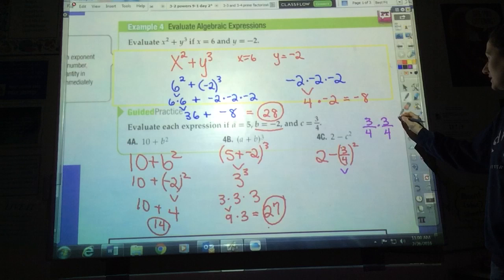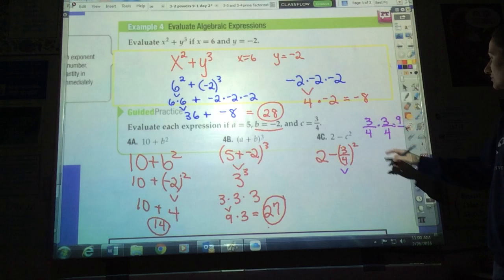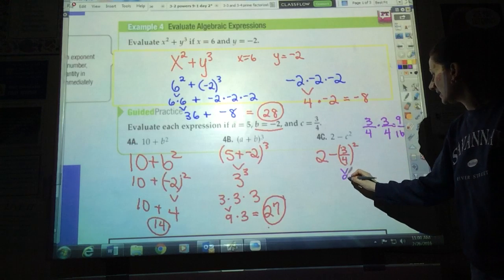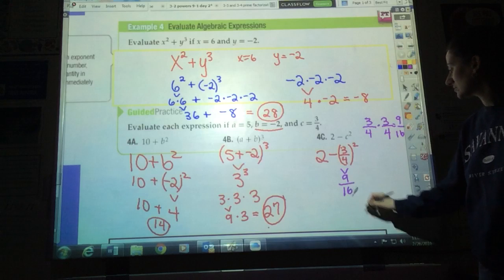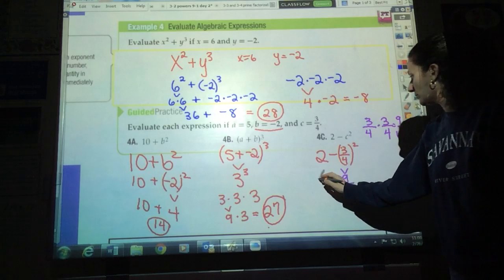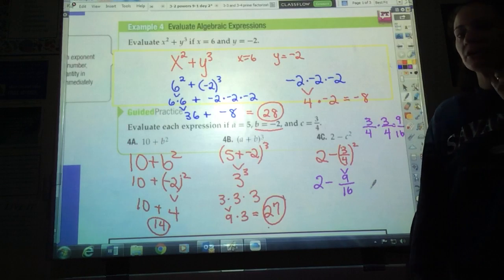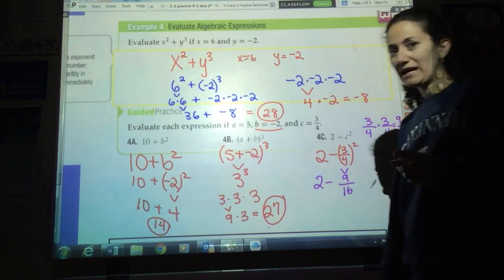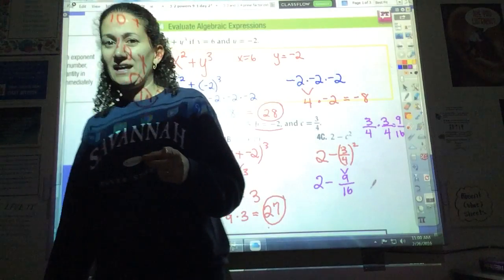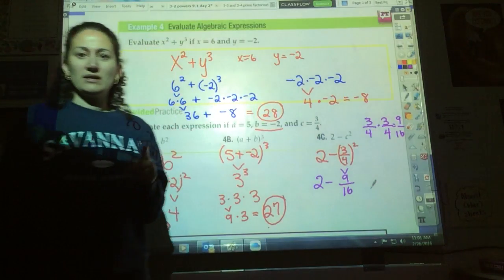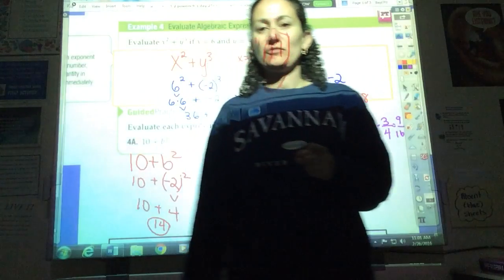3 times 3 is 9. You just multiply the numerators, multiply the denominators. 4 times 4 is 16. So I've got 9/16. Okay? Now I'm going to bring down the 2 and the minus sign, and I have a slightly harder part here, adding and subtracting fractions. And I hope you remember the rules for adding and subtracting fractions.